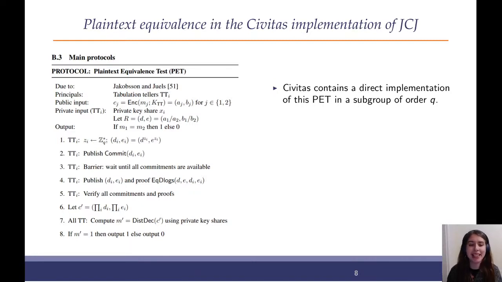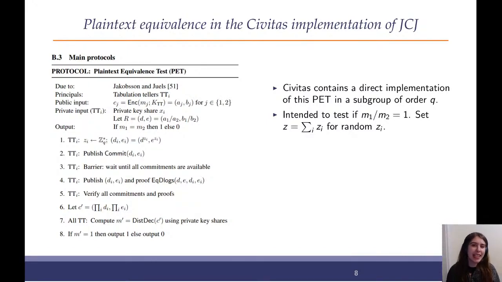So the way this test is going to work is we've got two ciphertexts and we're working in a subgroup of order Q. So if you raise something to the power of Q, we're going to get the identity back. And there's a few steps to this proof, but I'm going to draw your eye to the important parts. The idea is we're going to test if the quotient of the messages comes out to 1, because if so, they almost definitely were the same message.